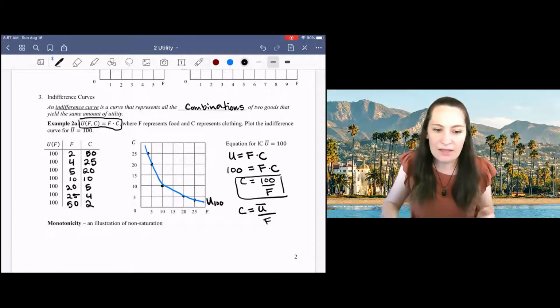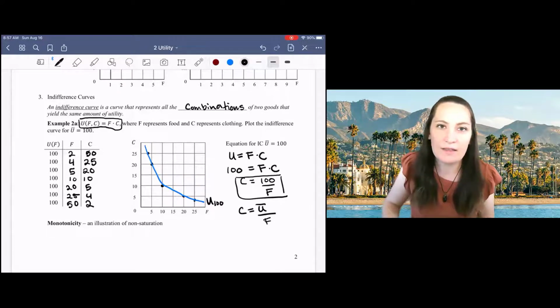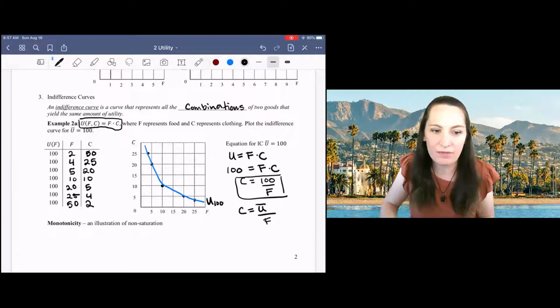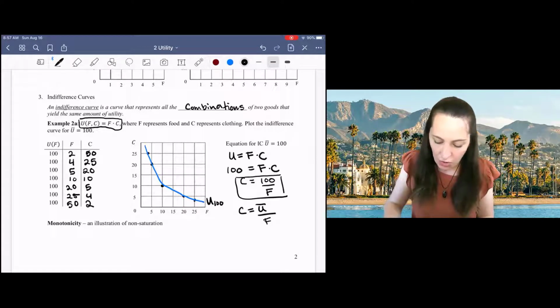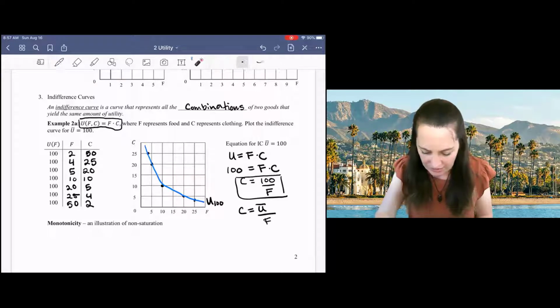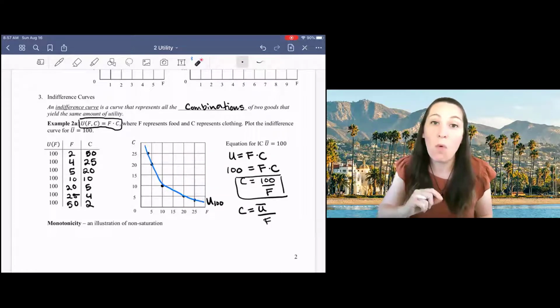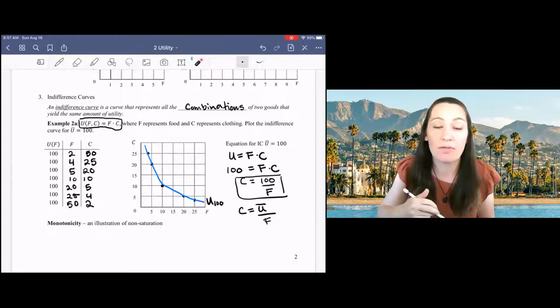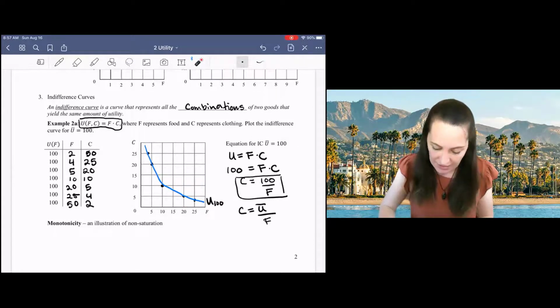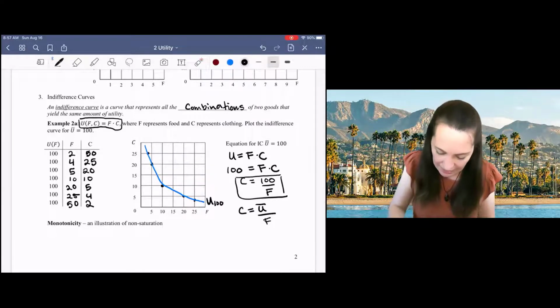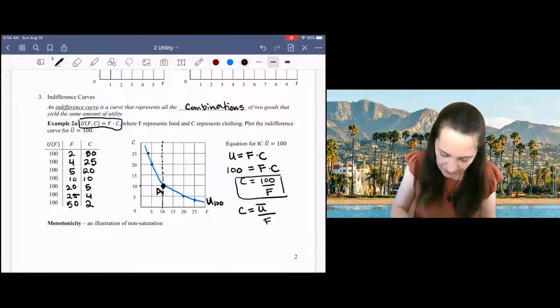All right, so I've got this indifference curve here, and I want to think about what the other points on the graph mean. So all the points along this indifference curve give me the same amount of utility, 100. And I know from monotonicity that if I get more of something, I'm going to have more utility, right? So if I start at point A, say this is point A here, 10, 10, I have 10 units of food and 10 units of clothing.